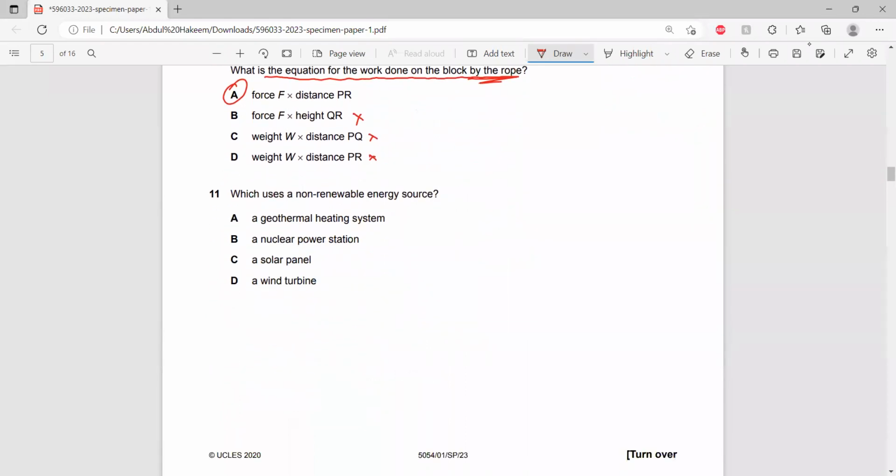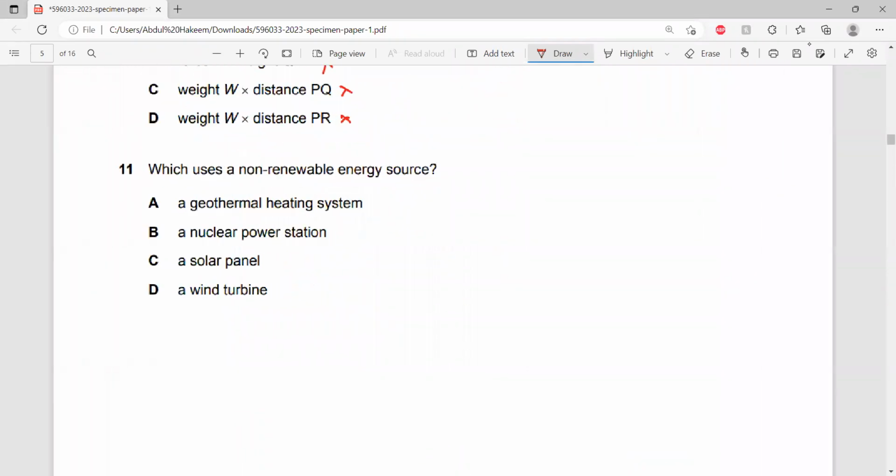Okay, so next question, question number 11. Which uses a non-renewable energy source? A geothermal heating system, a nuclear power station, or solar, wind. So these are renewable. And the nuclear power station is non-renewable. So B is the answer. Non-renewable, which cannot be reused.